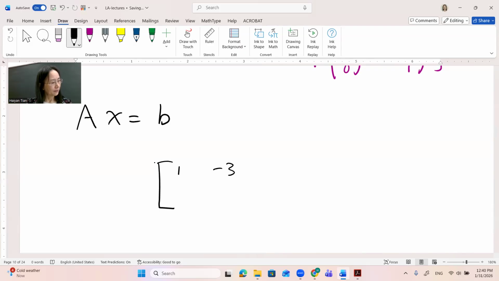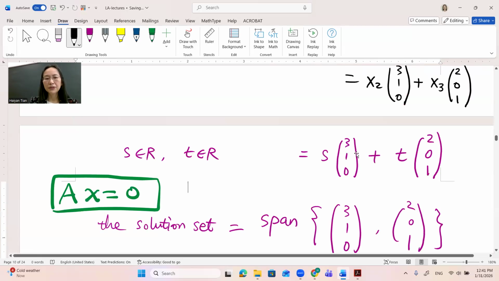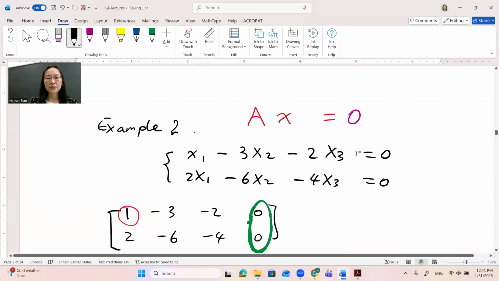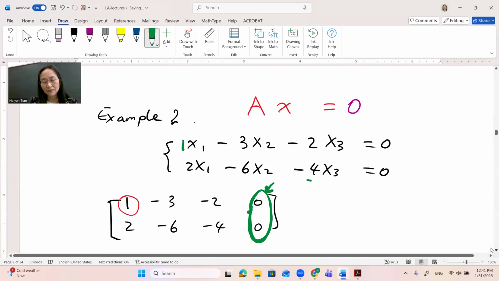A is 1, -3, -2, and 2, -6, -4. And the b, we will make it 1, 2. Let's compare with the previous system. It's the same coefficient matrix as you can see here. So you see 1, -3, -2, and 2, -6, -4. Previously we solved the homogeneous system. Now we're going to solve the non-homogeneous system.